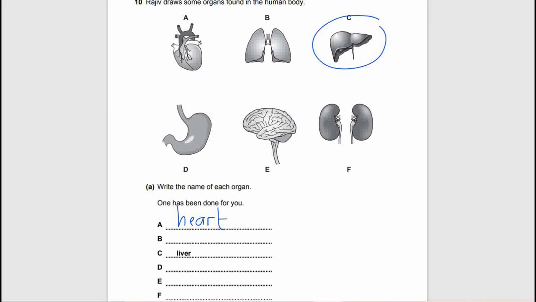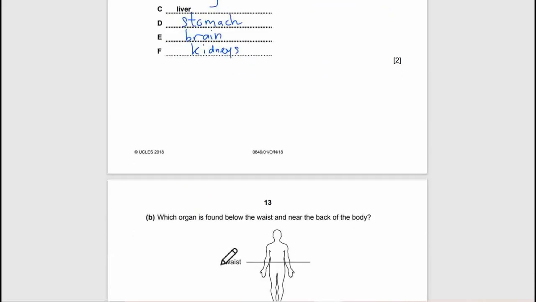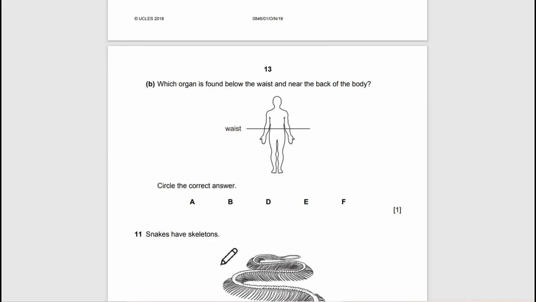B will be our lungs. C is liver. D is our stomach, where the food goes and collects after passing from our esophagus. E is our brain, and F will be our kidney. We have two kidneys, left and right. That's it for number 10A and 10B.